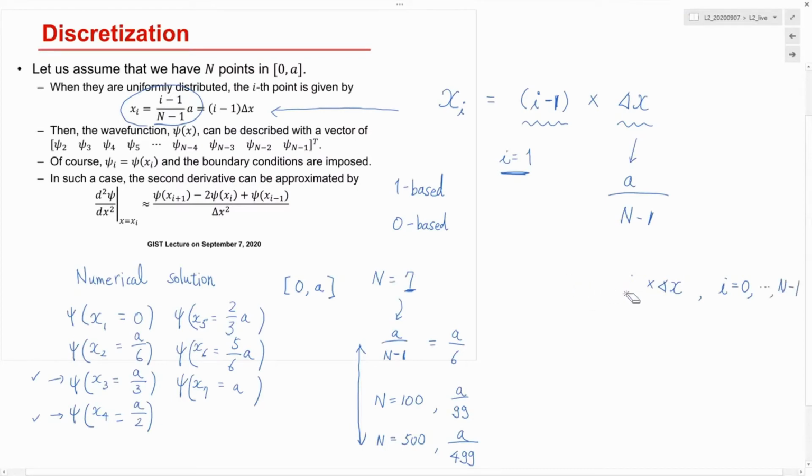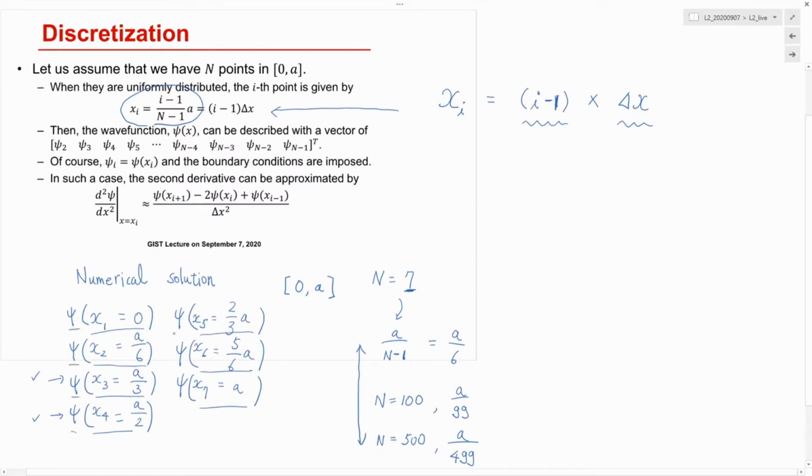If we assume this kind of uniform spacing, a uniform grid, then we can easily proceed like this. Then here we have uniformly separated positions and we can introduce certain sampled values of the wave function. Of course, this psi cannot be the exact psi.